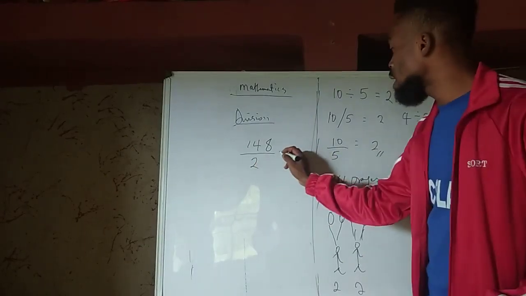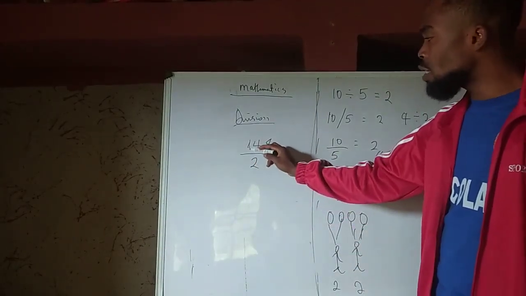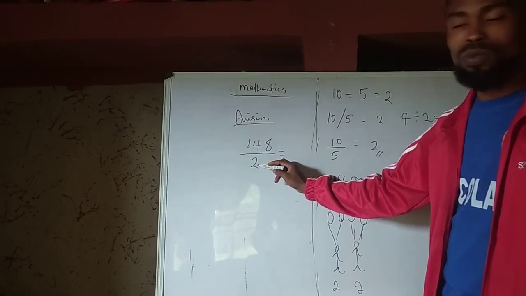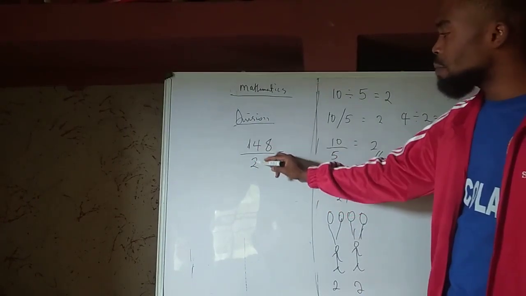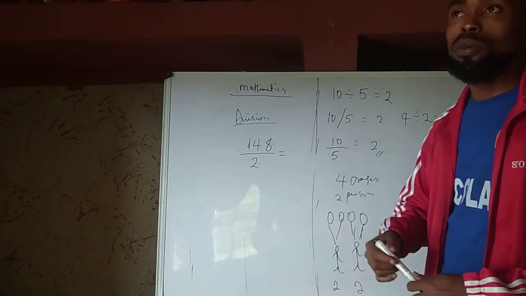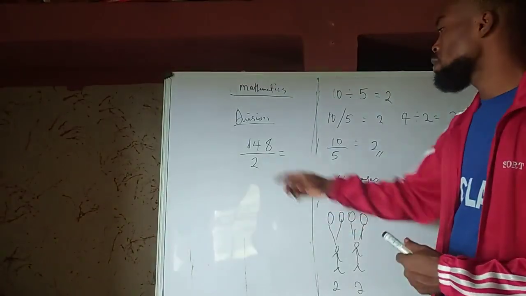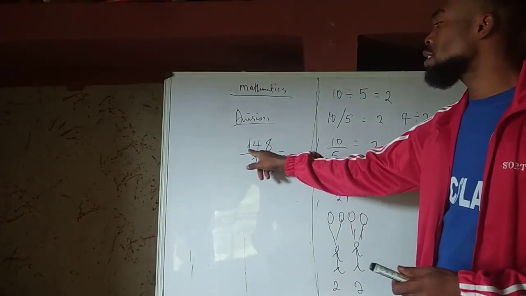Okay, so let's look at this now. I'll try using 1 to divide, but it won't work. 1 divided by 2 can't work because for now 1 is a smaller number compared to 2. So I'll take the 2 digits here together.